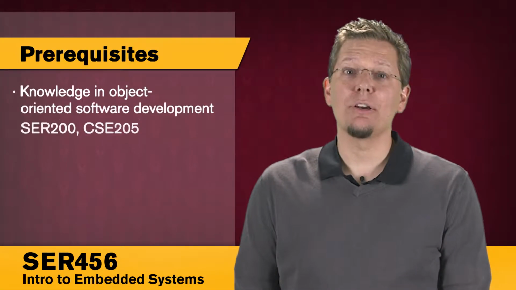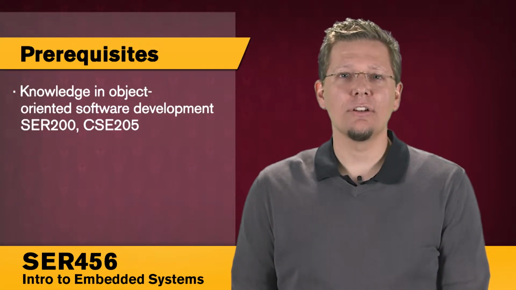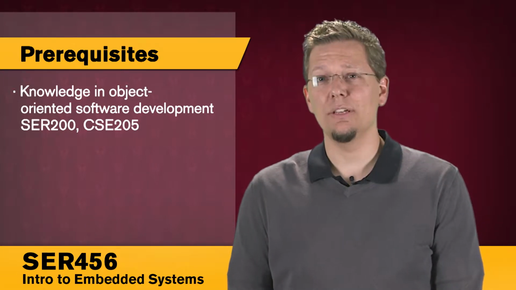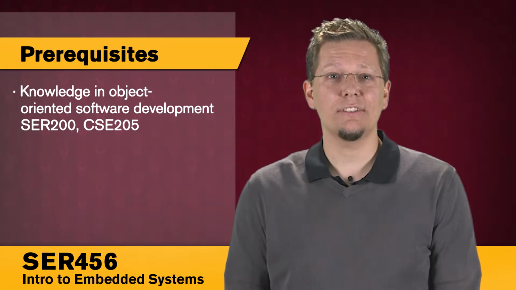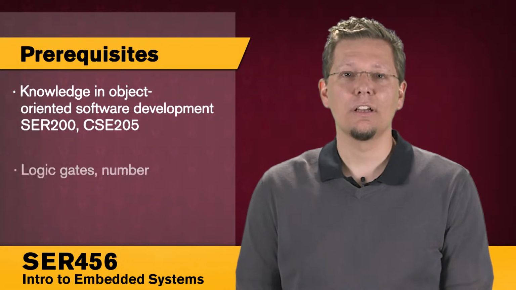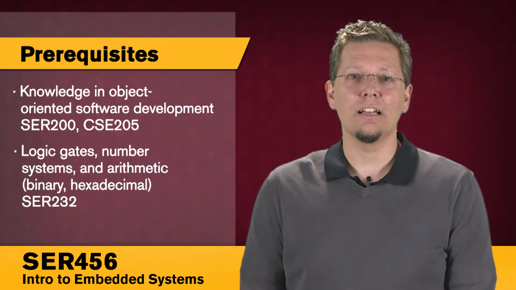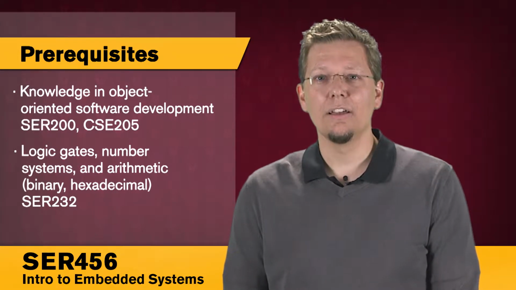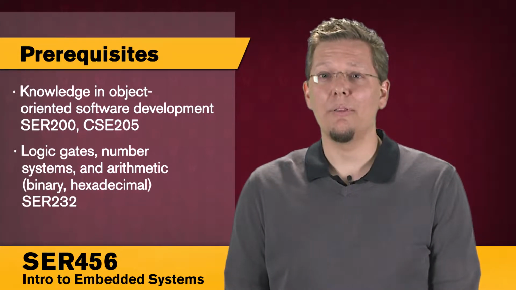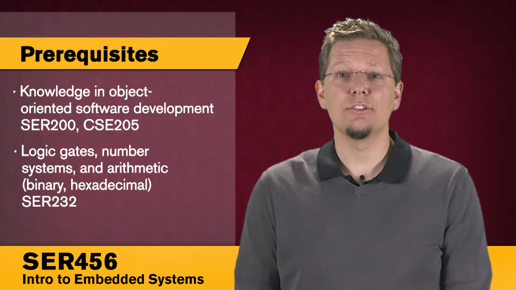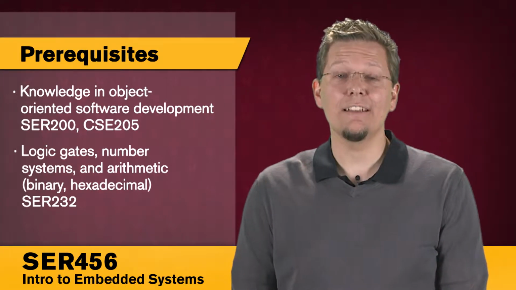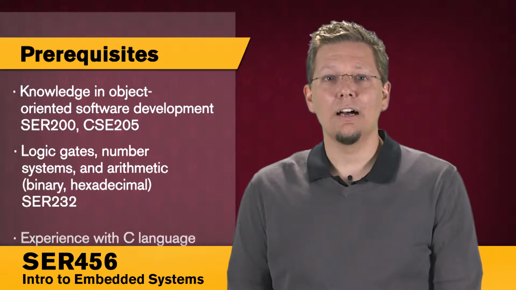So let's talk about the prerequisites. Knowledge in object-oriented software development is important. So this would be your SER200 or CSE 205 course. It is important to understand logic gates and the different number systems and their arithmetic to convert between, for example, binary numbers into decimal and hexadecimal. This was covered in SER 232.